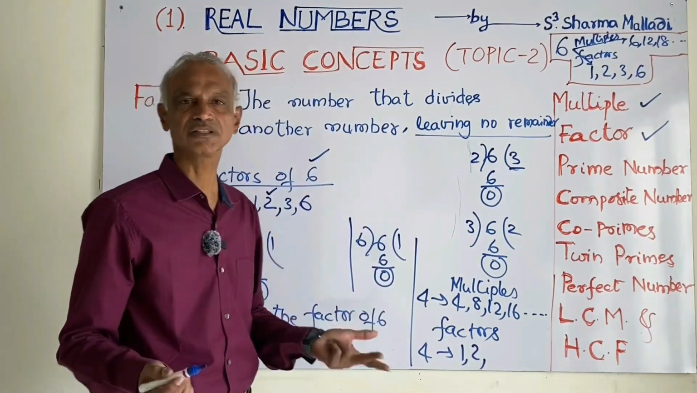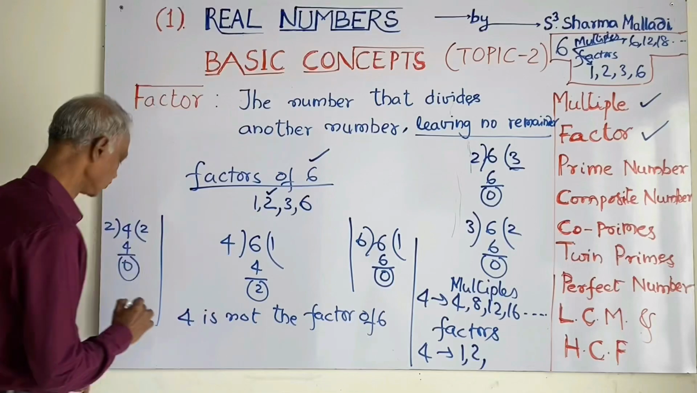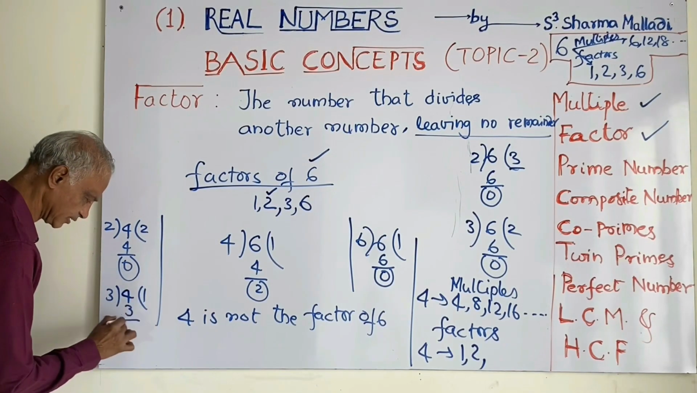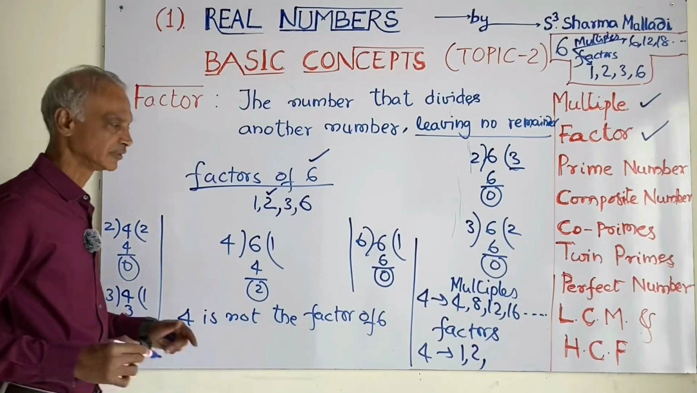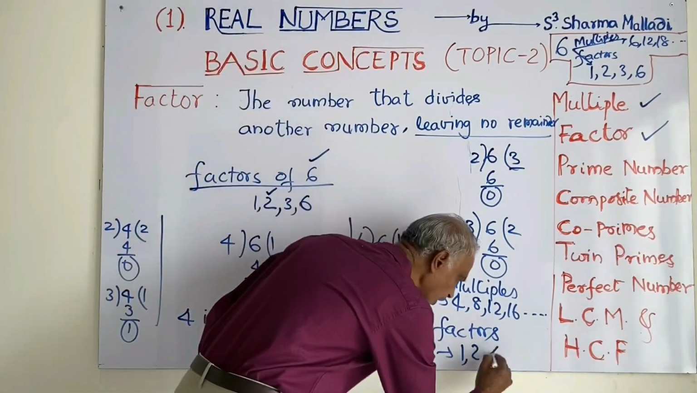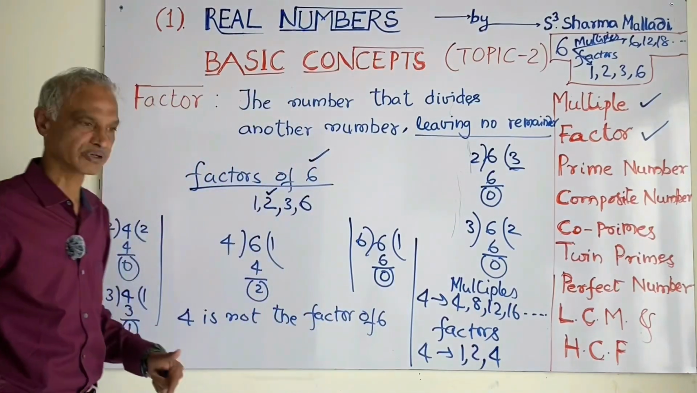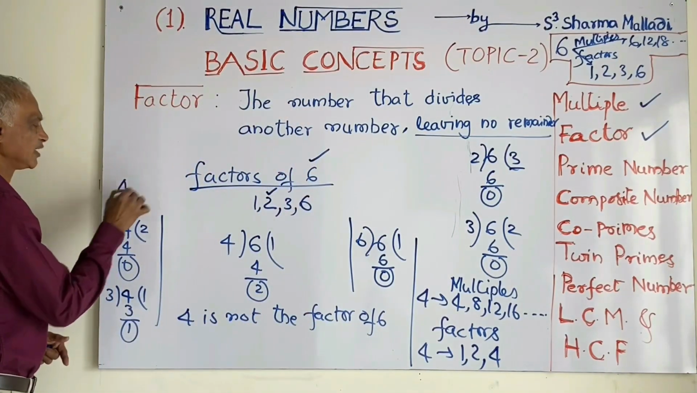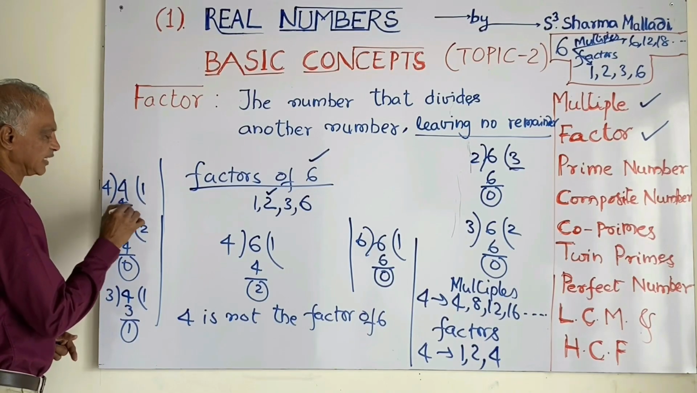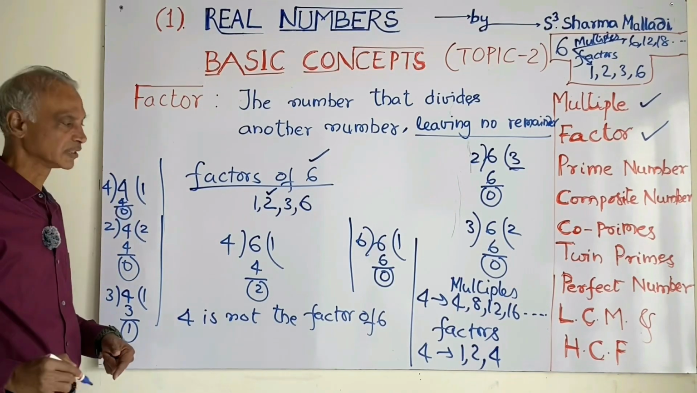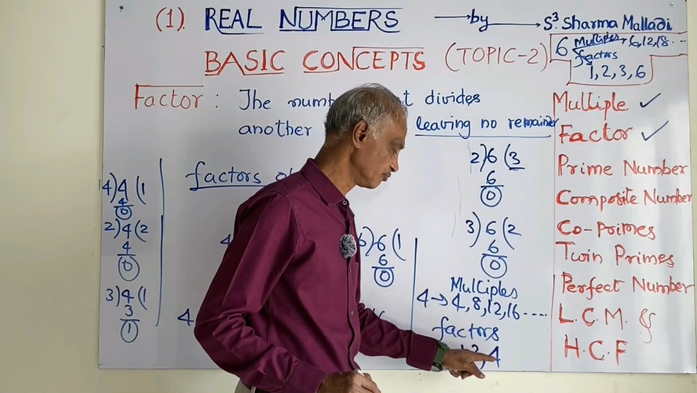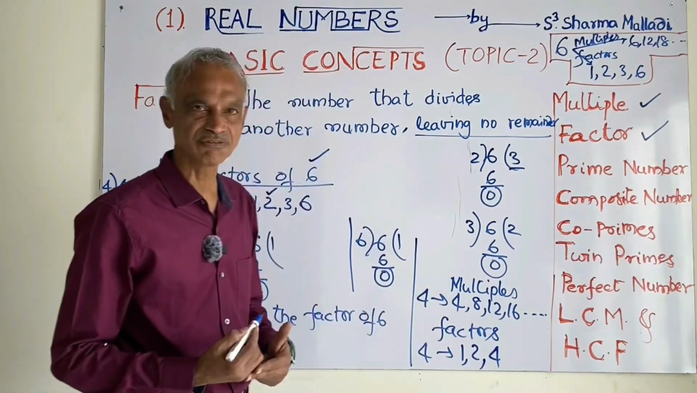3 is not a factor of 4, because if you divide 4 with 3, 3 ones are 3, you are getting 1 as the remainder. Therefore, 3 is not a factor of 4. You take 4. 4 is a factor of 4, because if you divide 4 with 4, 4 ones are 4, you are getting remainder as 0. That's why, what are the factors of 4? 1, 2, 4. These are the factors of 4.